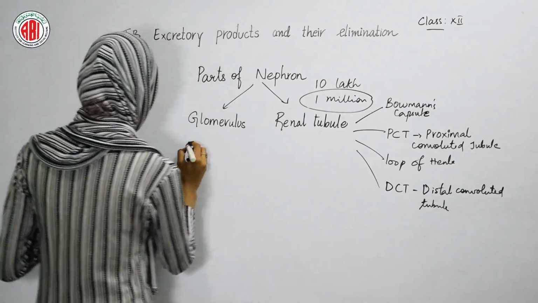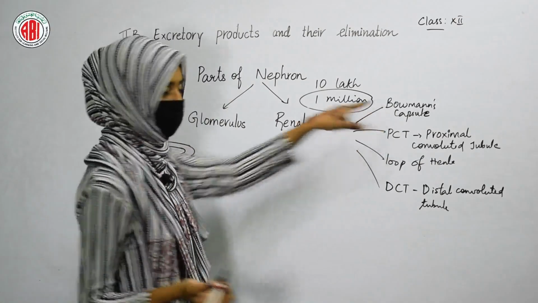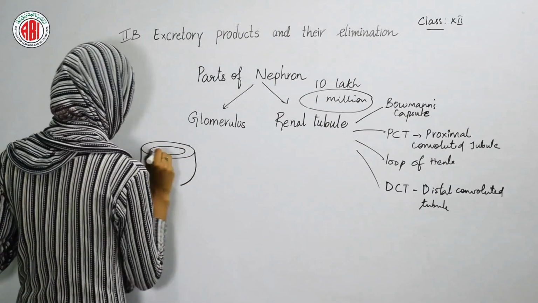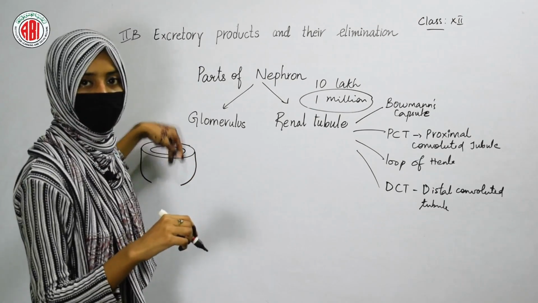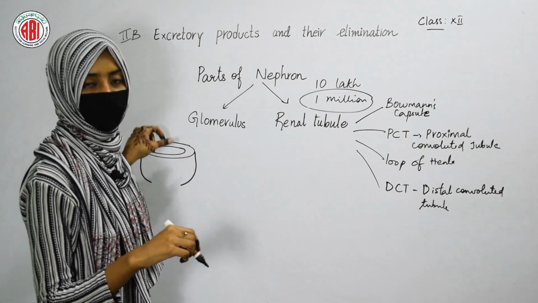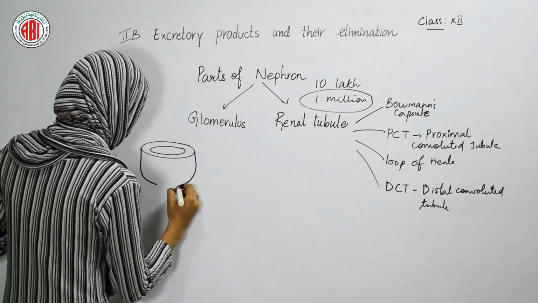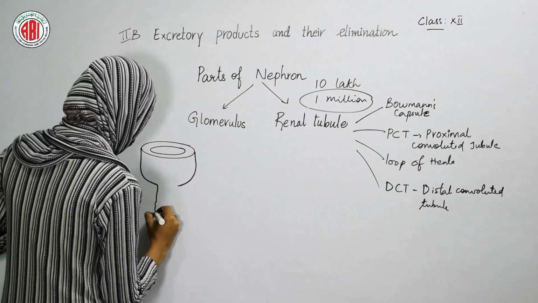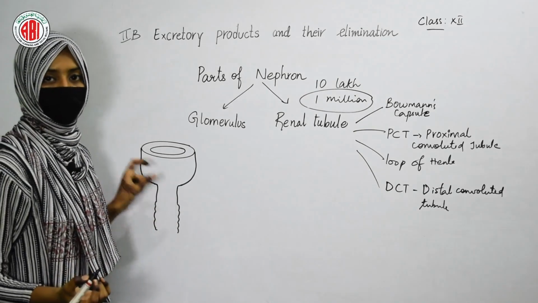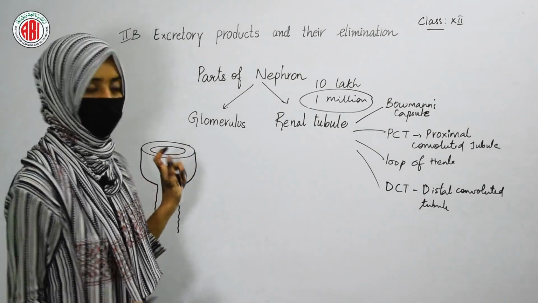When you see the structure of the renal tubule, the first part is Bowman's capsule. Bowman's capsule is a cup-like structure. A hollow space is present inside the cup where the filtrate can enter into the capsule. This cup-like structure extends, and it shows a structure called the proximal convoluted tubule. We name this tubule the proximal convoluted tubule.